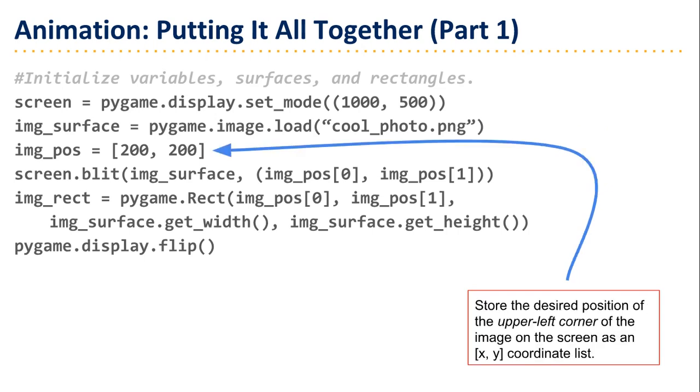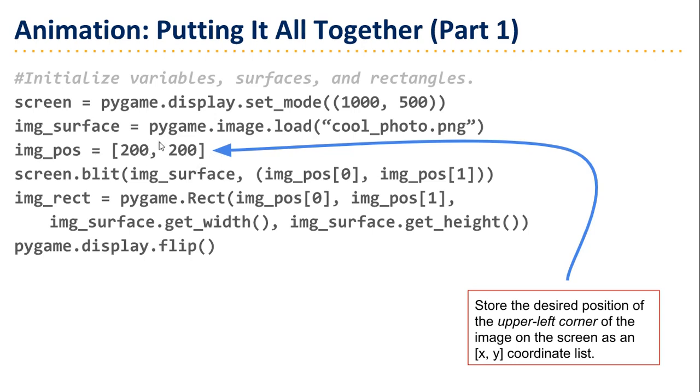Great. Then I'm probably going to want to load the image onto the display. Right now the display surface and the image surface are separate. I'm probably going to want to blit the image surface onto the display surface. So I'm going to store the position where I want the image in a list.